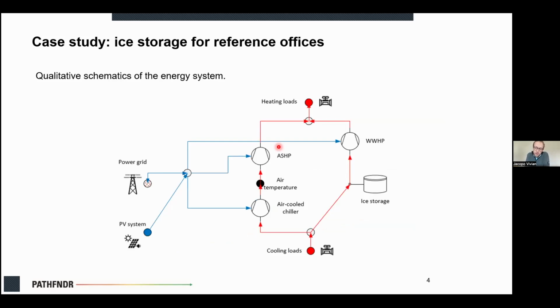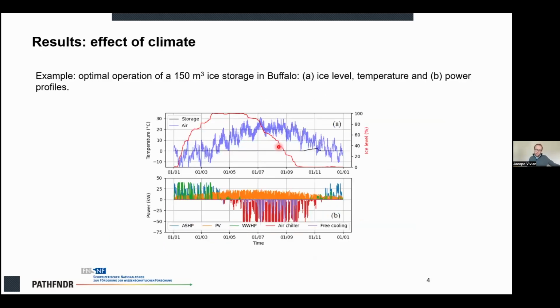So compared to the previous case, we only added a new component, which is the PV system, to our energy hub, but the remaining system is the same. This is how the profiles look like. This is just one case where you can see that you have the same trend. So the ice level increases during winter and then decreases during summer. Here you have the increase starting in January and not in December.